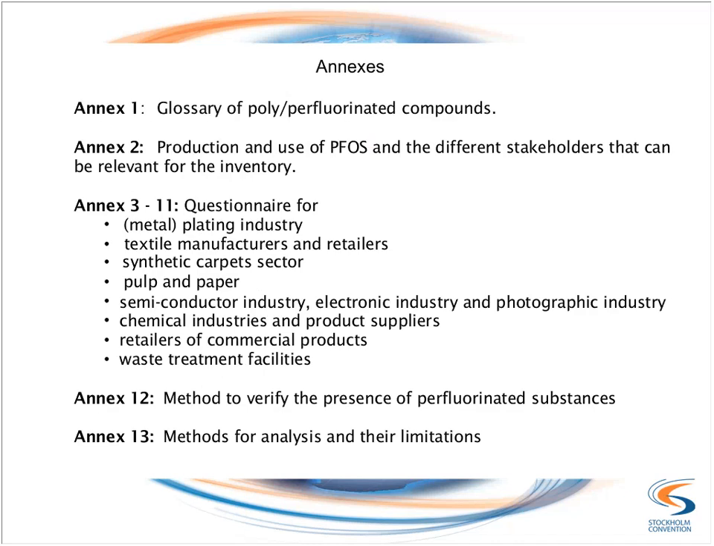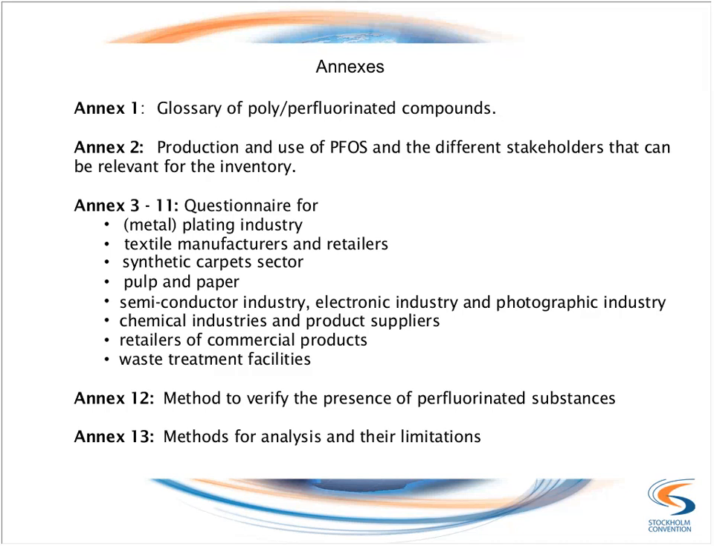So here is an overview of the different annexes. In this case, Annex 1 has a glossary of the different poly and perfluorinated compounds. As you know, the potential amount of chemicals that contain PFOS and its related chemicals as they were listed is huge. So the idea is to provide a glossary. Also links to the OECD list of PFOS and PFCs are provided in the guidance. Annex 2 relates to the production and use of PFOS in the different sectors. Annexes 3 to 11 are the different questionnaires that you might use as a basis for asking questions to your different sectors or your different stakeholders.